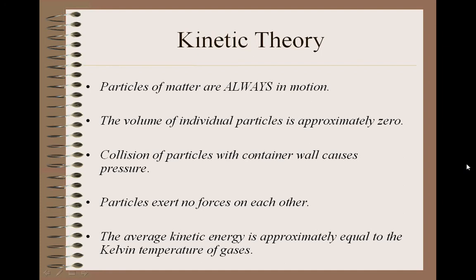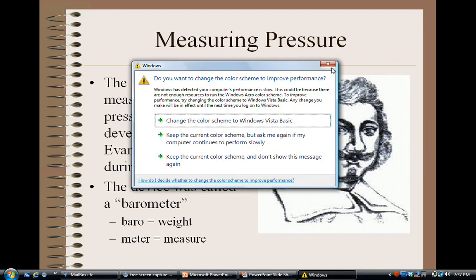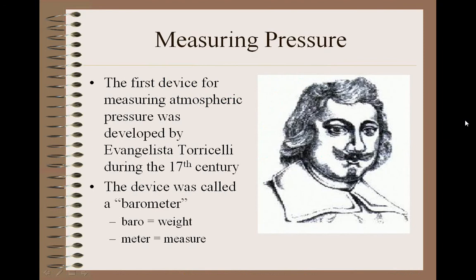And how do we measure pressure? Well, pressure first became measurable by a man named Torricelli during the 17th century, and he invented what's called the barometer. Many of us have heard of the barometer before. The barometer is a device to measure the pressure of the atmosphere, and many of you hear of it on the news every morning. They give you the barometer reading, how much pressure the atmosphere has that day, and they can use that to predict the weather. The prefix baro means weight, meter to measure. So it's a way to measure the weight or the pressure that the atmosphere is exerting on us.